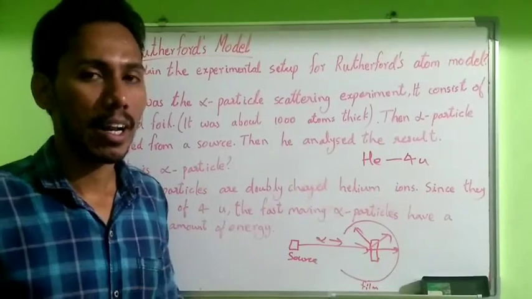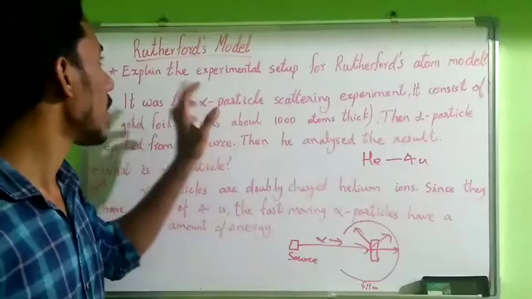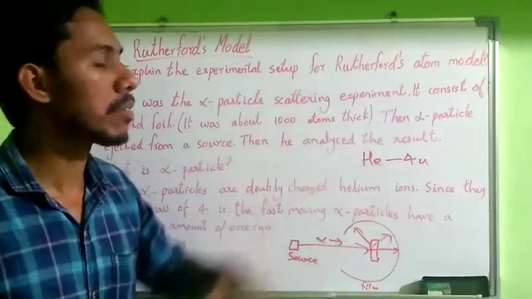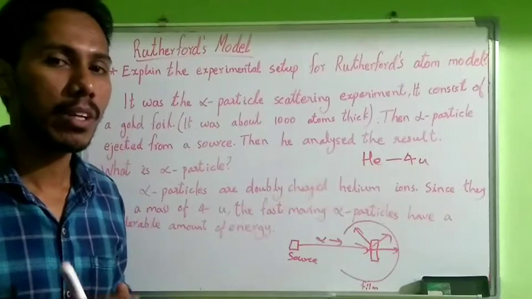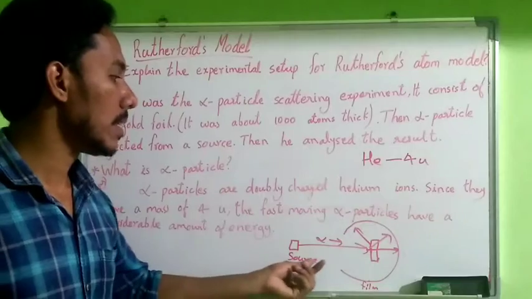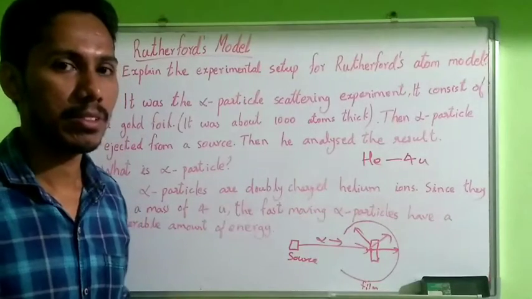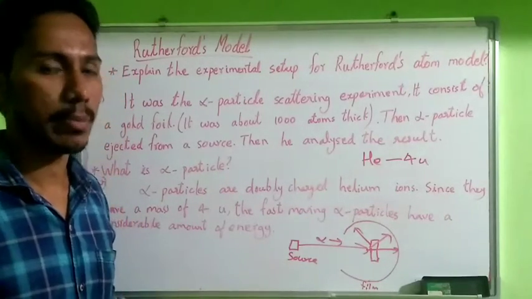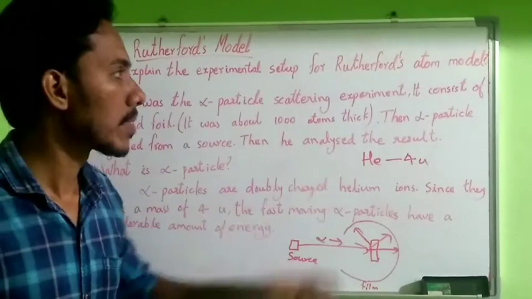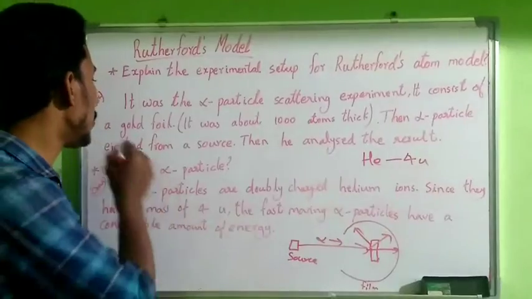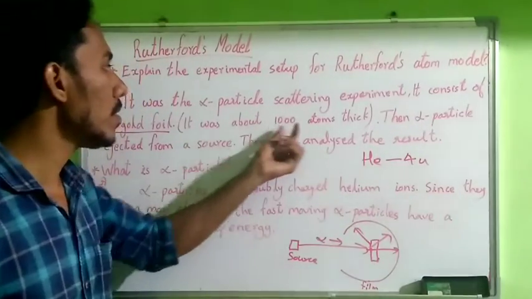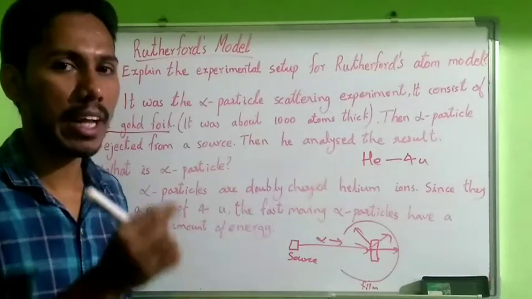We have to analyze that experiment, but there are some questions. Explain the experimental setup for Rutherford's model. Rutherford made this atom model by conducting an experiment. What is the experimental setup? It was the alpha particle scattering experiment. It consists of a thin gold foil, about 1,000 atoms thick.